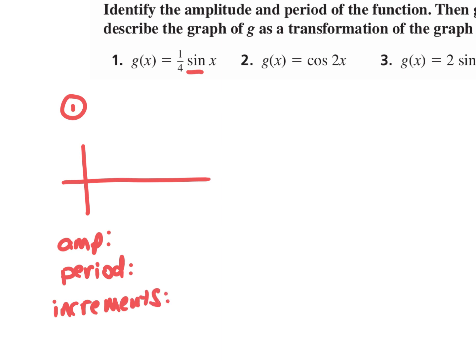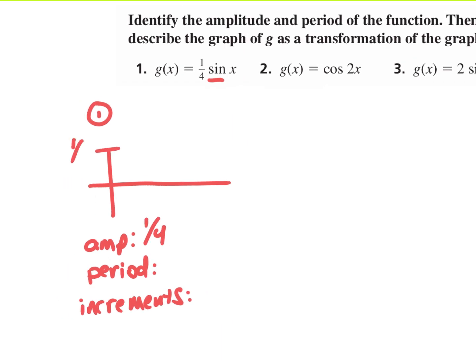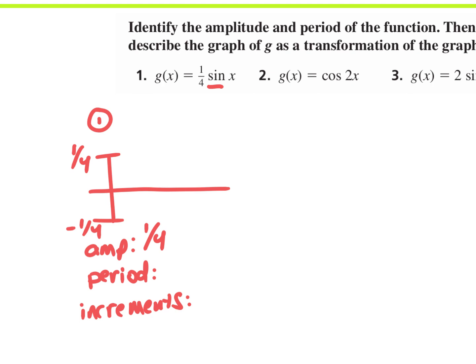Tell me what the amplitude is. 1/4. Perfect. It's 1/4. So the highest this graph is going to go is 1/4. The lowest it's going to go is -1/4. Everybody agree? Okay. So A is my 1/4. What's my B value? What's the number in front of X? 1. So my time period is 2 pi divided by my B value. So what's my time period? 2 pi. So I'm going to have the ending over here at 2 pi. My beginning is at 0.